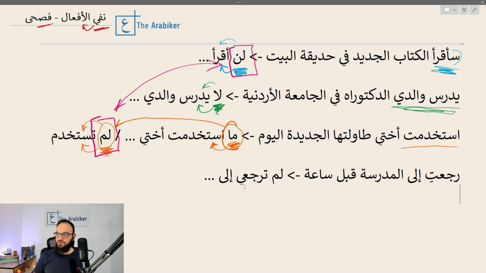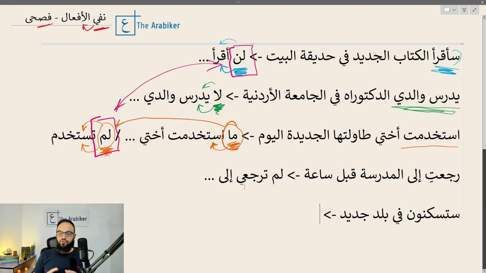The other example is ستسكنون في بلد جديد, which means you will all, I'm talking to a group of persons, I can tell from the conjugation تسكنون. So you all will reside or live in a new country.